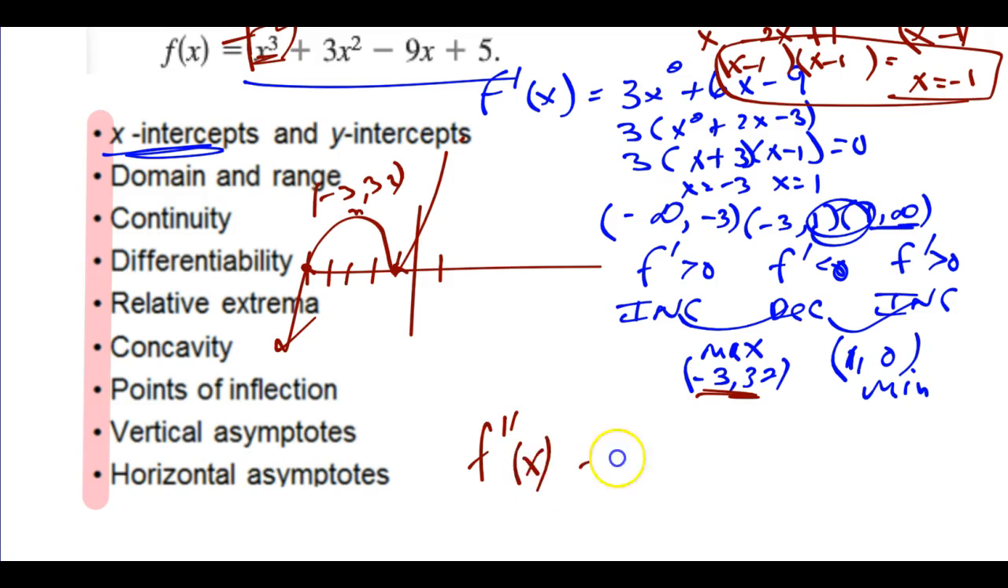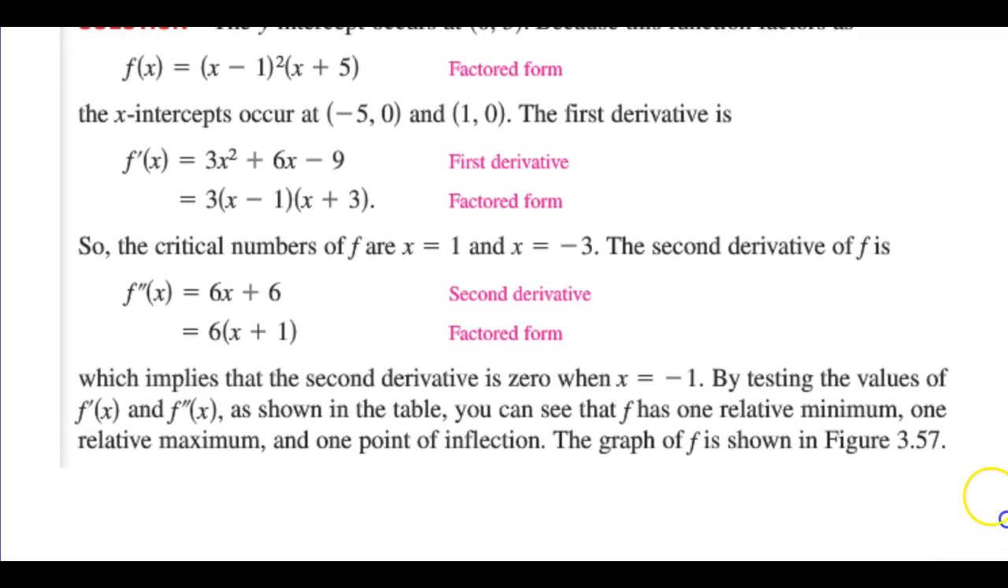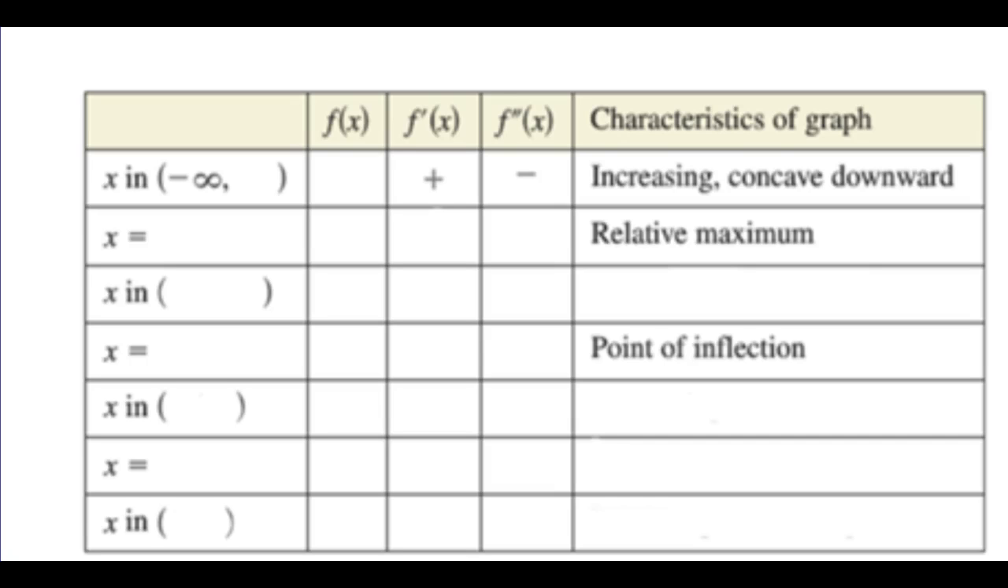So the second derivative would be, right here, the derivative of this, 6x plus 6. Set that equal to 0, and you get x equals -1. So I would run a test for -1. Now, instead of running a test, the book is going to ask you to fill in this chart.